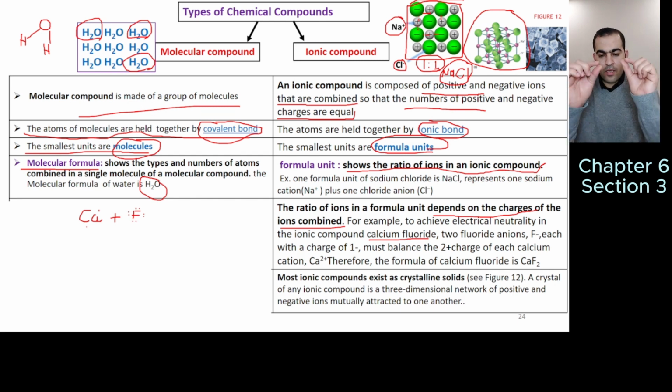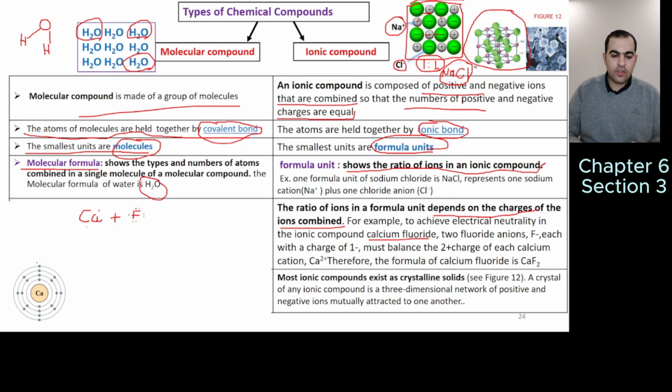When calcium, which is a metal of group 2, bonds with fluorine, what happens? Which one is going to lose electrons? Metals lose electrons, non-metals gain. So when they bond, there will be ionic bonding. We're talking about how the ratio or charge of ions affects the formula unit.